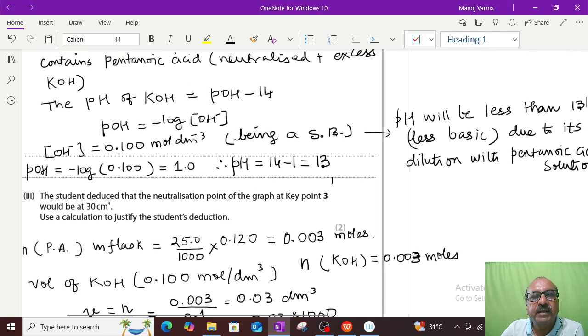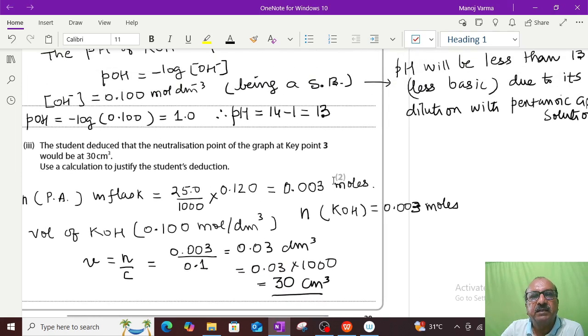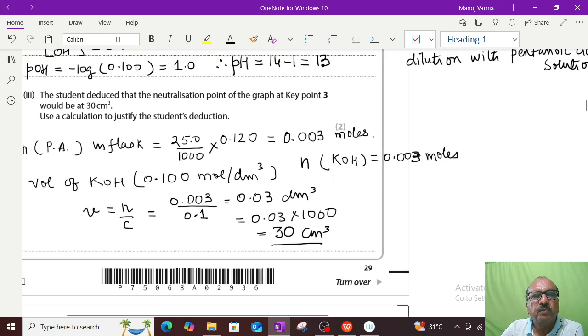Okay, hope you are following my discussion and the points that I'm explaining, the calculations that I'm explaining. Hope you followed so far. And so now let's go ahead and do the third part of this question. The student deduced that the neutralization point of the graph at key point 3 would be 30 centimeter cube. Use a calculation to justify the student's deduction.